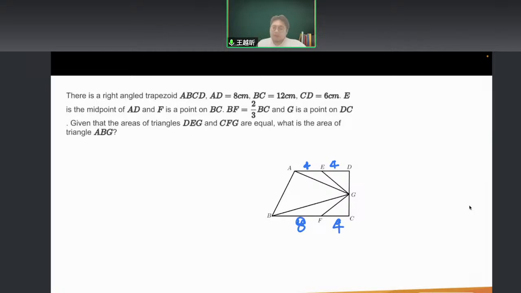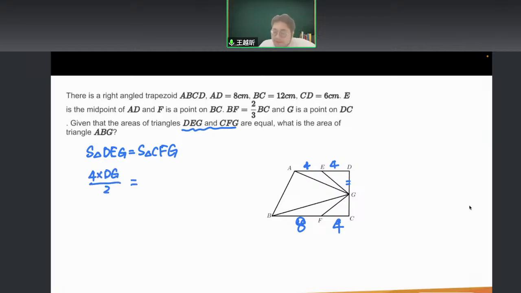Okay, so we need to find out the area. It's easy to write. We know the area of DEG equals the area of CFG. So we can write down first the triangle's area DEG equals triangle's area CFG. Okay, so how can we find it out? Let's look at the DEG first. DEG is base times height divided by 2. So actually it's 4 times DG divided by 2.